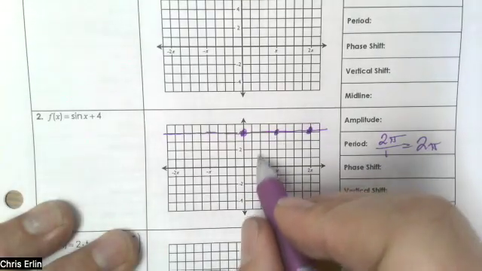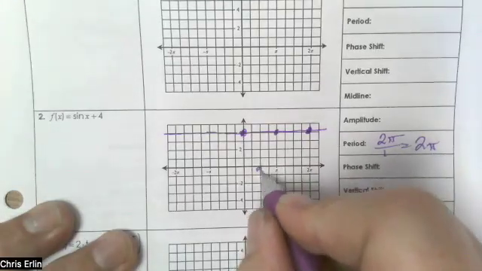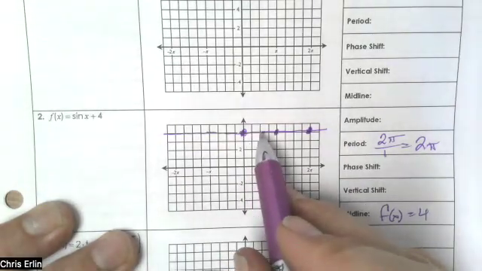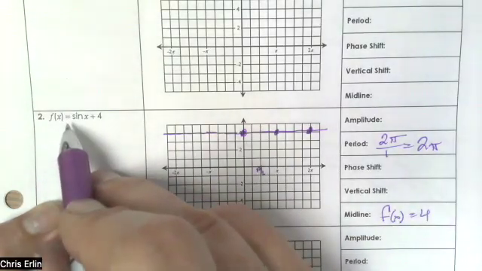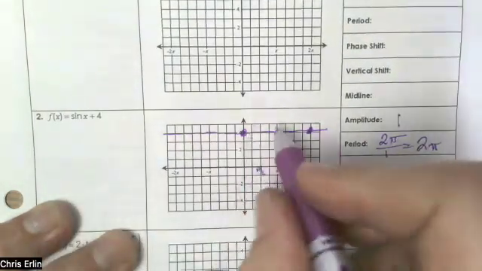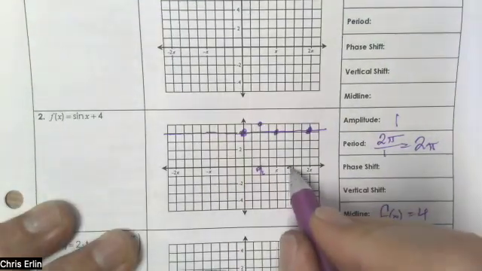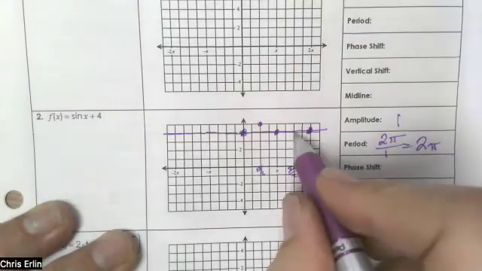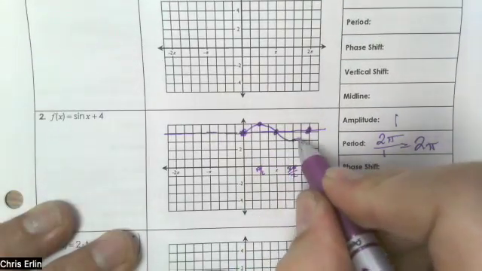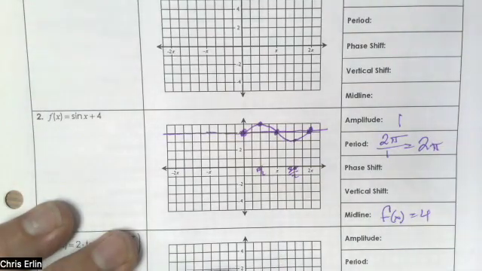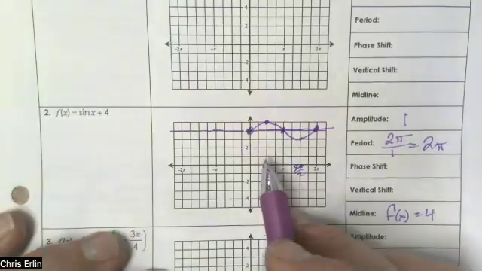What happens here at halfway between pi and 0? That's pi over 2. What should it be? Up. Because the amplitude is 1 here, it's only going to go up 1 unit. And then at this 3 pi halves, excuse me, it's going to be down 1 unit. And that doesn't use up the space very well.